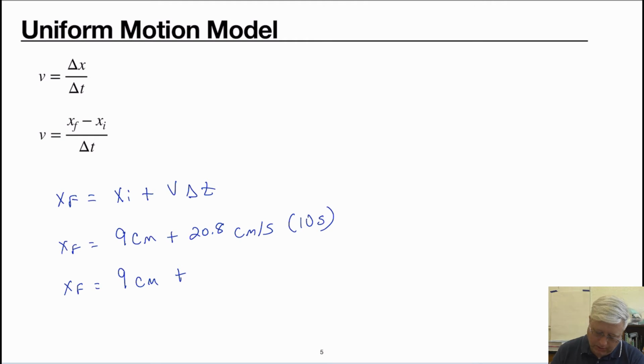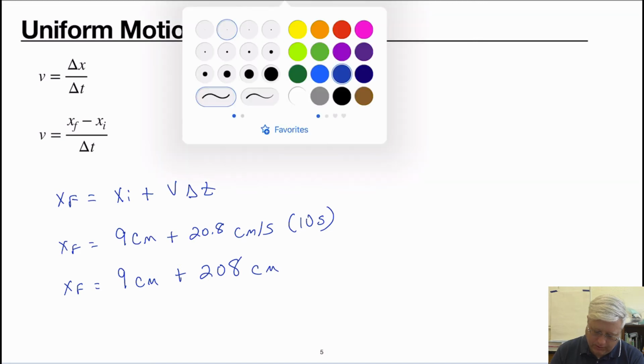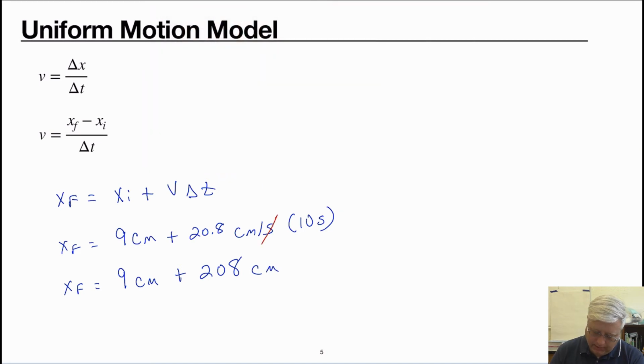So that will be 208 centimeters. And you should notice here that the seconds will cancel out, which is good because we want to have units of centimeters to add to centimeters so that we can get a unit of distance for our final position. And so we see here that her final position is 217 centimeters.